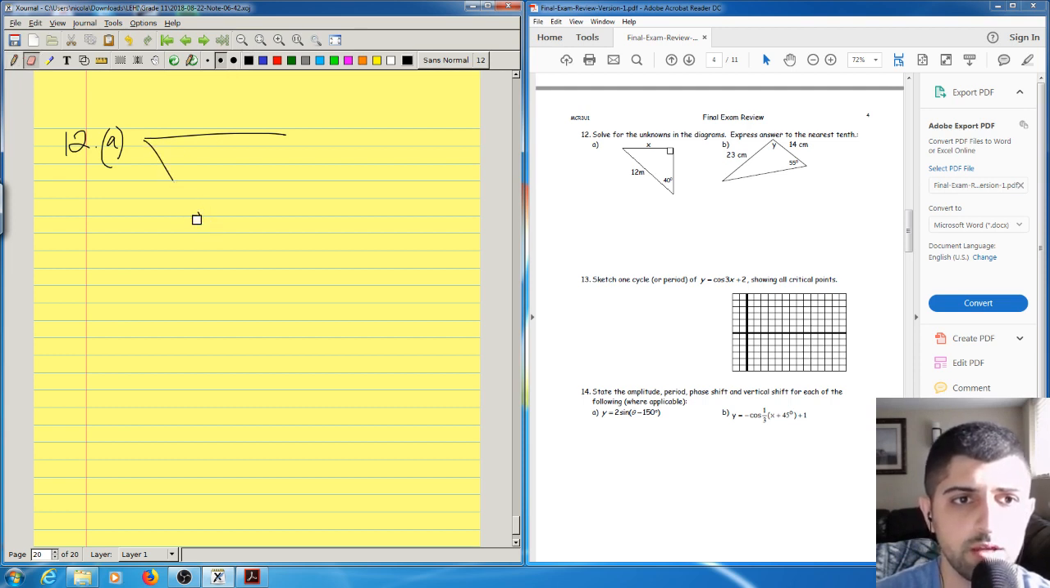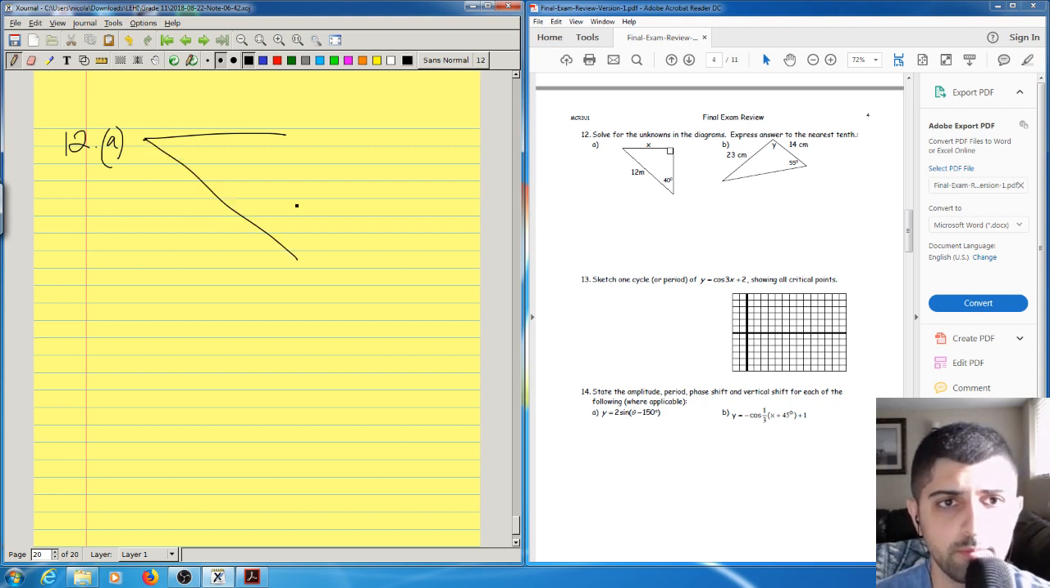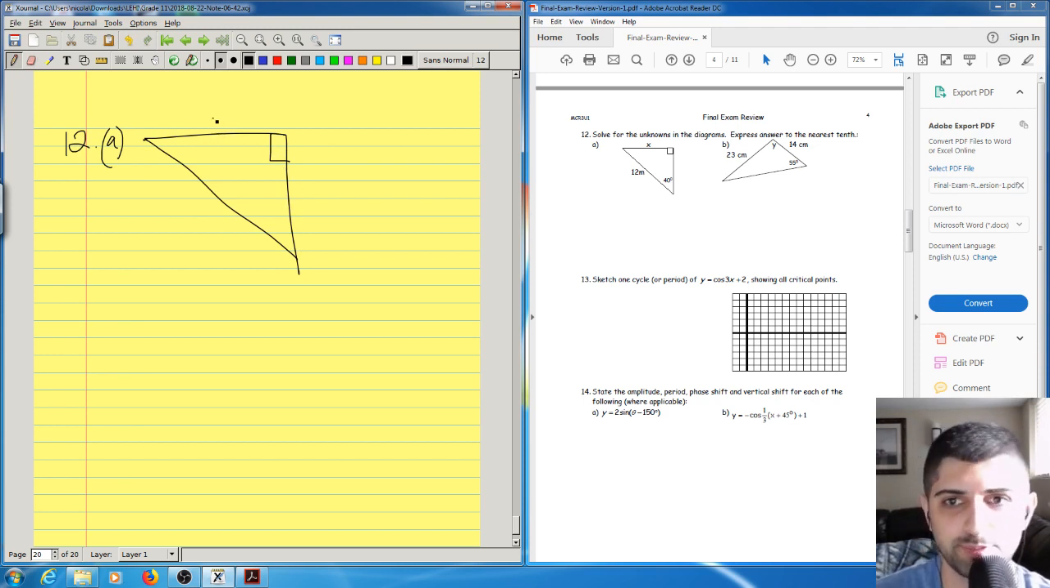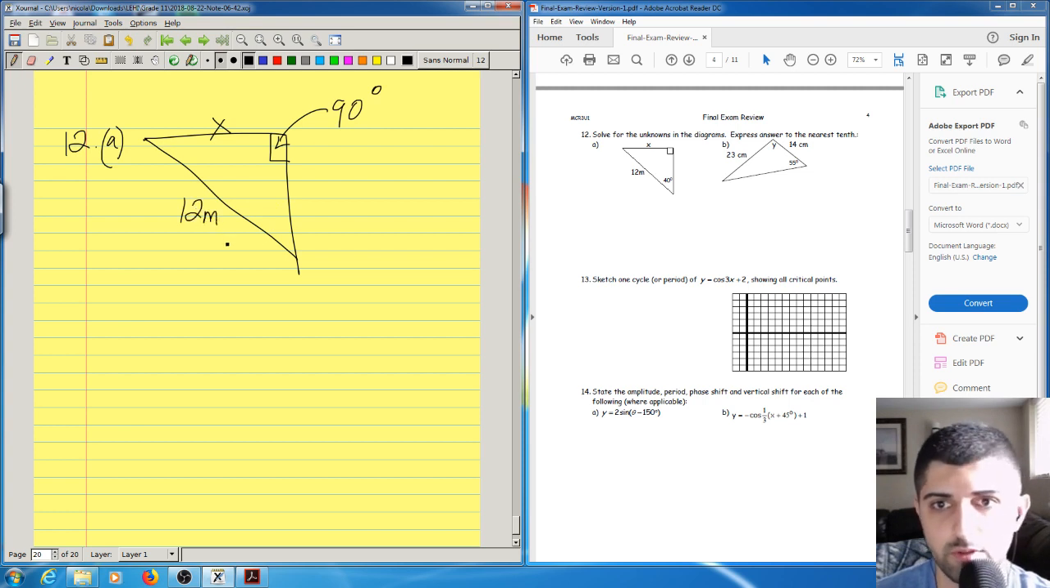So if I may, let's see, boom. Boom. Okay. That's as decent as I'm going to get for an actual right angle triangle. Okay. I got x, and by the way, it's a right angle because that is 90 degrees, just if you didn't know. And then I've got 12 meters over here, and I've got 40 degrees.